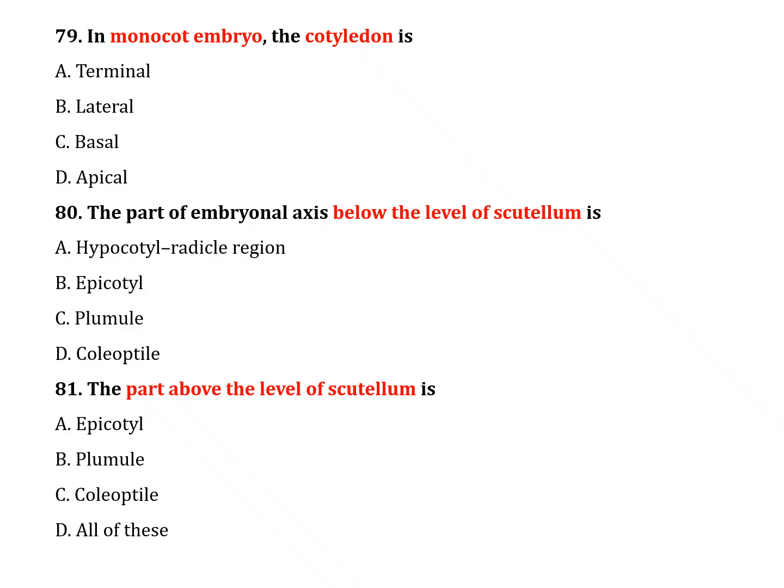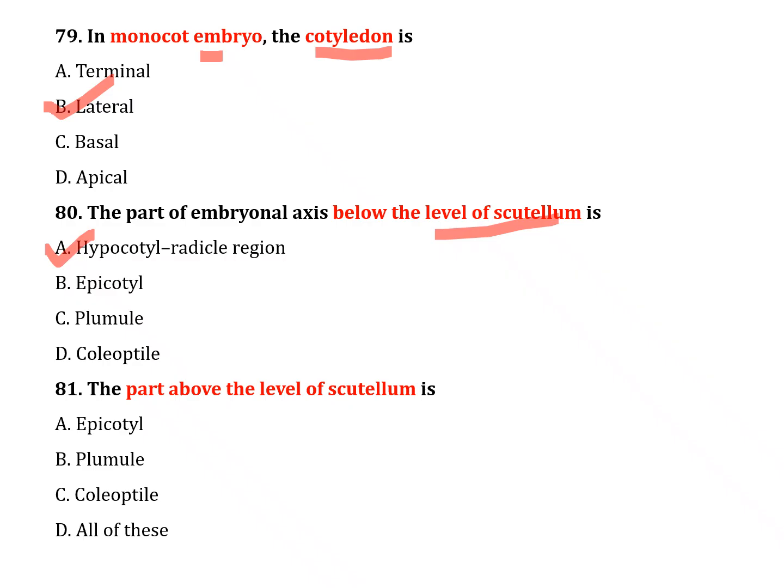The next question, number 79. In monocot embryo, the cotyledon is option A terminal, option B lateral, option C basal, option D apical. Correct answer is option B, lateral. The next question, number 80. The part of embryonal axis below the level of scutellum is option A hypocotyl radicle region, option B epicotyl, option C plumule, option D coleoptile. Correct answer is hypocotyl radicle region.